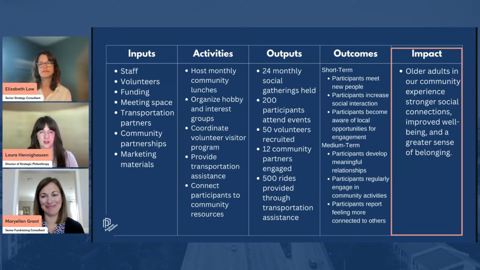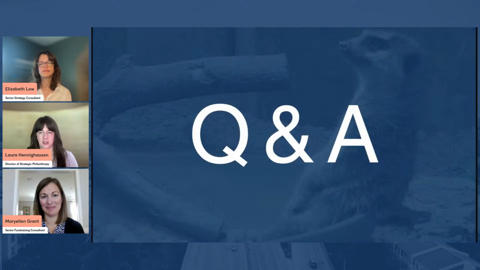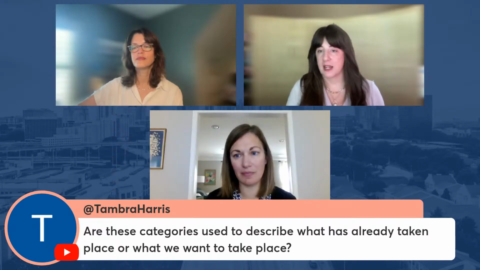Okay. I'm going to go, let's start looking at some questions here. So those are our two examples. I'm happy to flip back to any of our previous slides. Again, you will be able to download some of our templates here. But I see we do have a couple questions. So we have one here. Are these categories used to describe what has already taken place or what we want to take place?